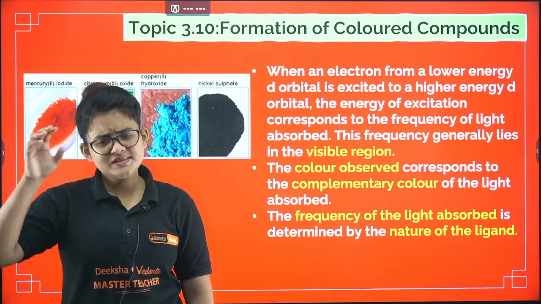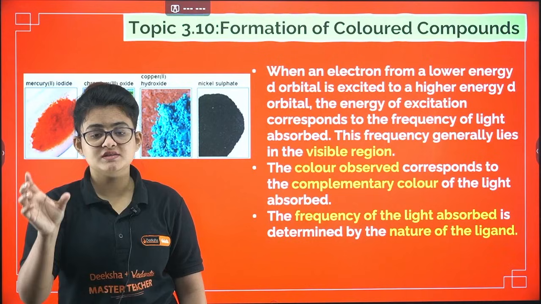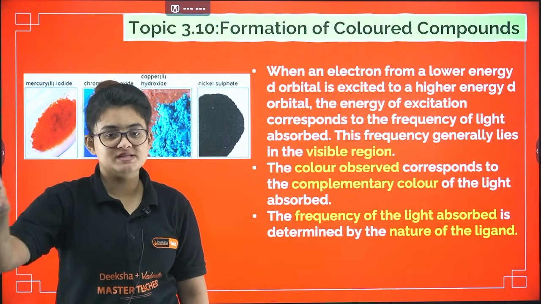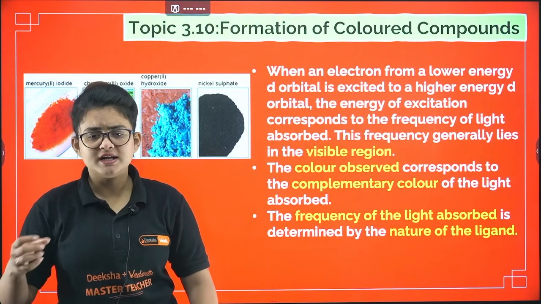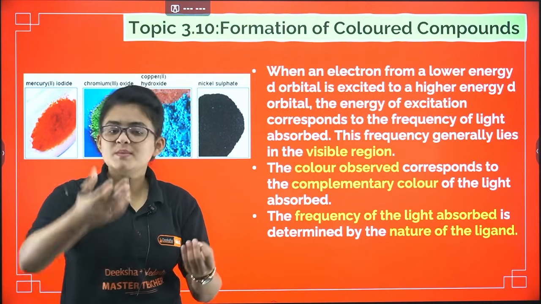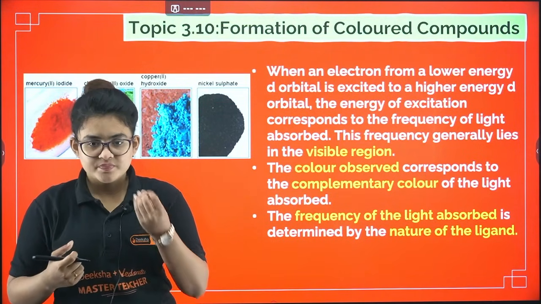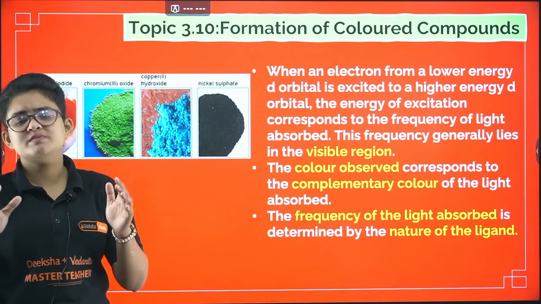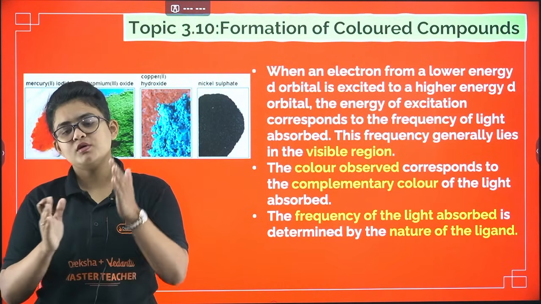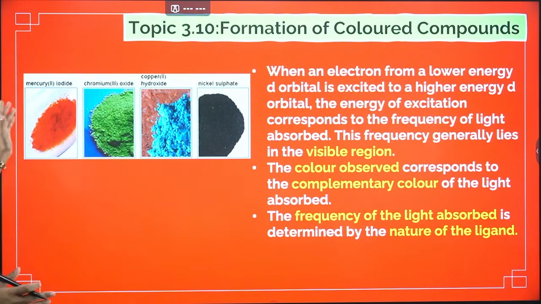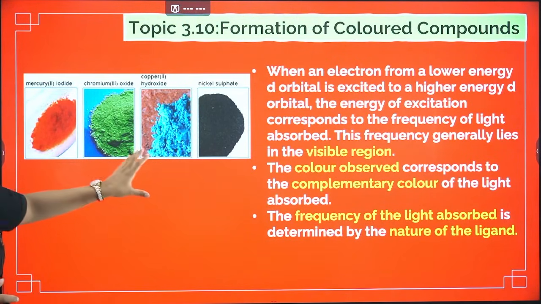This particular frequency lies within the visible region, and as a result, with respect to the frequency, we see specific colors of the compound. Definitely the complementary color we observe: whatever frequency is absorbed, the complementary color we see, right? So I guess you understood. Whenever it comes to the color of a compound, your answer should be d to d transition. You can see mercury iodide, chromium oxide, there are several compounds that have beautiful colors.